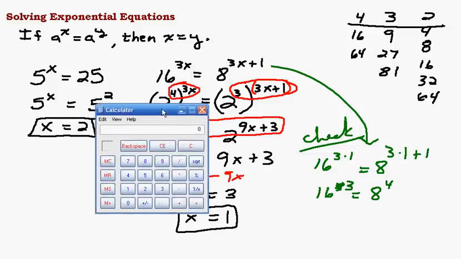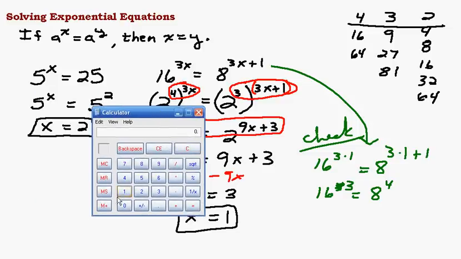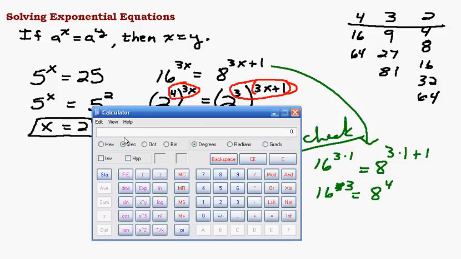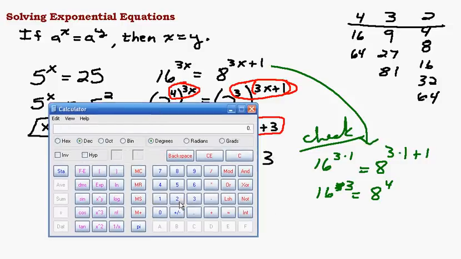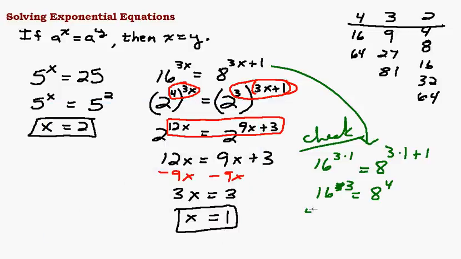Here we go. We'll bring in a little calculator here. View scientific. 16 to the 3rd equals 4,096. 8 to the 4th equals 4,096. Alright, so that worked. Both of these equal 4,096. They came out to be the same. That means my answer is correct.